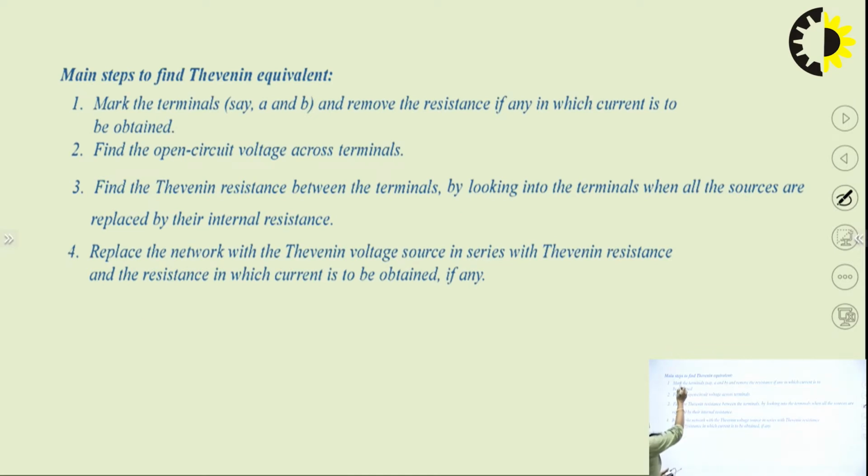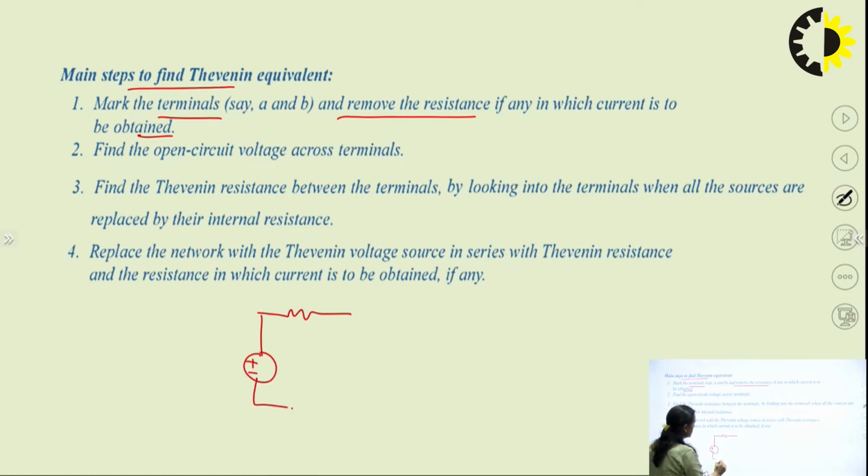Now what are the main steps to find the Thevenin equivalent? We have seen the Thevenin theorem and its statement, and now we know that we can convert any circuit into the Thevenin equivalent circuit. So if any numerical is given, what are the different steps which you will follow? The first step is you need to mark the terminal. You can mark it as A, B, X, Y, whatever you want, and remove the resistance, if any, in which current is to be obtained. Suppose there is one circuit, here the voltage source is here, and here this is a circuit.